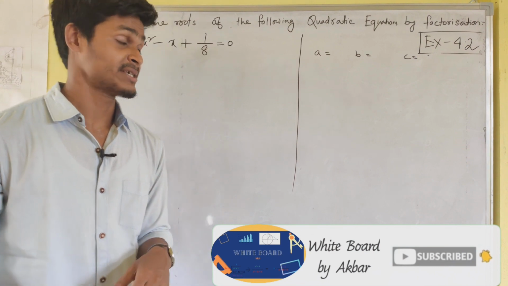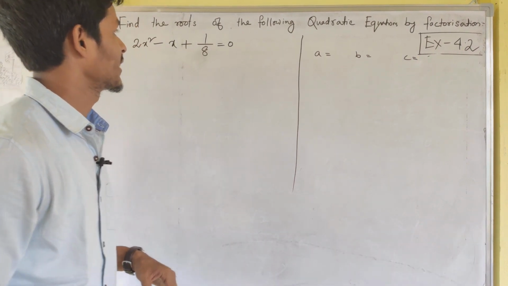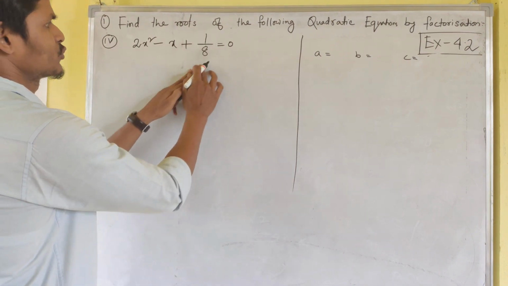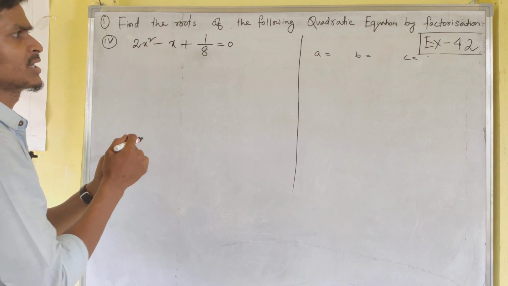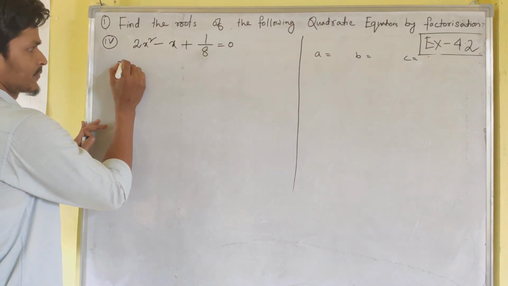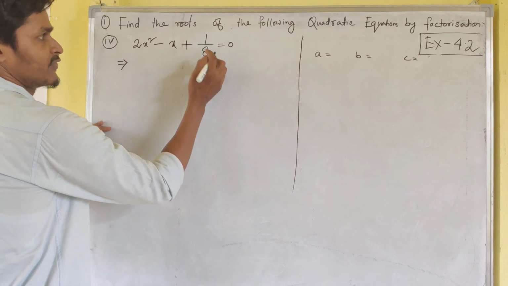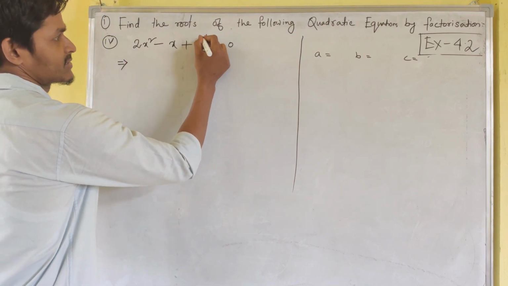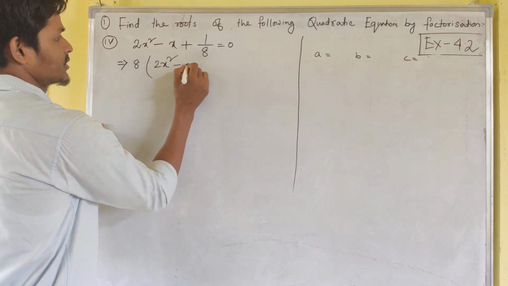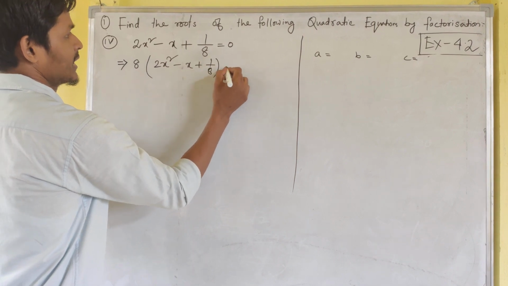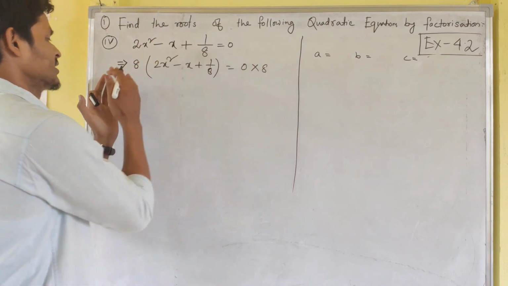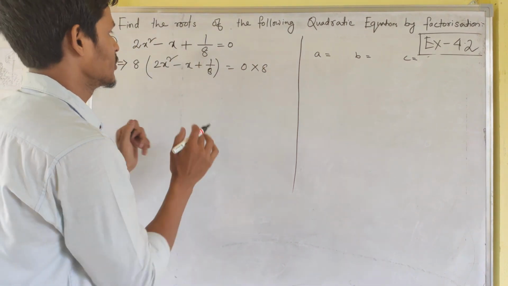Now number 4, the question is 2x square minus x plus 1 by 8 is equal to 0. Now you see here 1 by 8, there is a fraction. If you multiply A and C, then there is some problem. So first we want to make it a whole number. How will you make it? 1 by 8 is there, so if I multiply by 8 here, then 8 will be cancelled and we get 1. So you multiply the whole equation by 8, on both sides. If I multiply by 8 in the left hand side as well as in the right hand side, then the value will be the same.